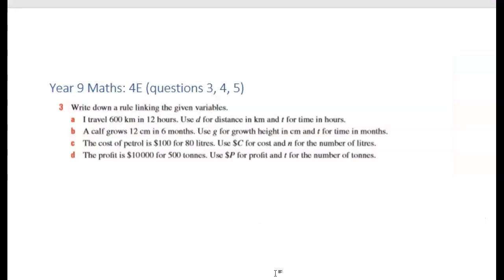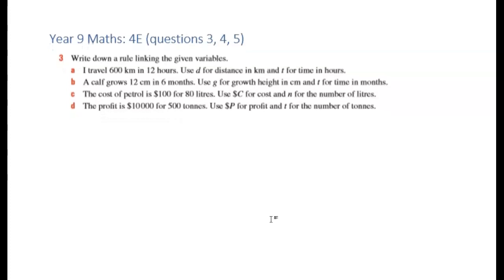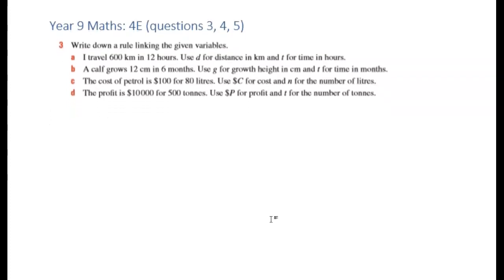All right, so let's look at the 3 questions we're going to do. First of all, question 3: write down a rule linking the given variables. Now we don't have a starting point. When you think about your equation being y equals mx plus c, for all these questions we have a starting point, but it's at 0. So c is equal to 0. We're only looking at equations in the form y equals mx, so we don't have to worry about what our starting point is.